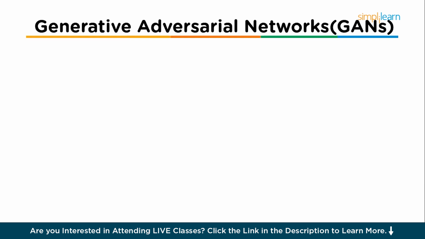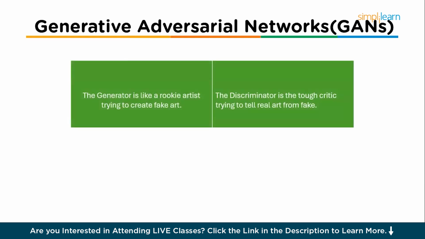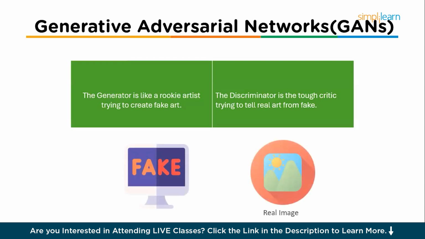So how does it work? Think of GANs like a competition between 2 neural networks. The generator is like a rookie artist trying to create fake art. The discriminator is the tough critic trying to tell the real art from the fake. So the artist creates random images. The critic says fake or real, and the artist learns to get better. Over time, the fake images become indistinguishable from the real ones.